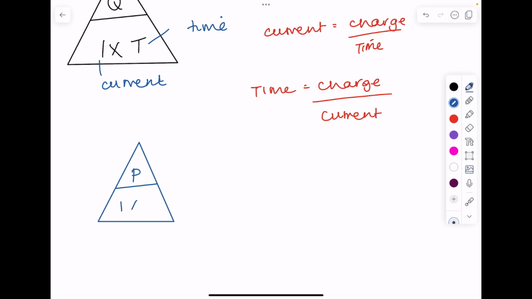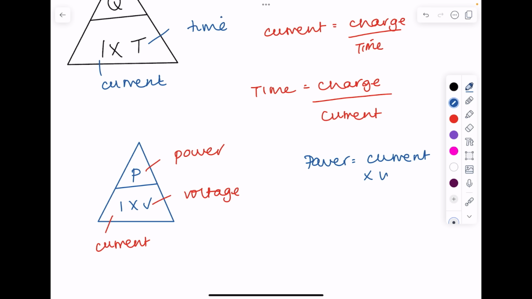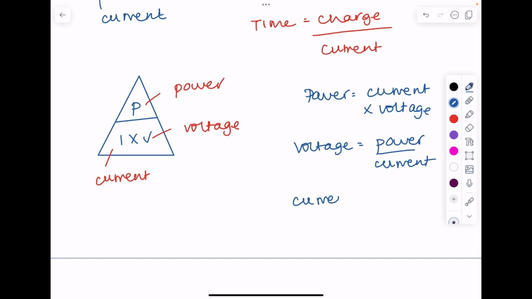What about PIV? Power, voltage, current. Power equals current times voltage. Voltage equals power divided by current. Obviously, it depends what year you're sitting these exams. Some of you have been lucky to have received the formula sheet. Still worth knowing about the rearrangements though.